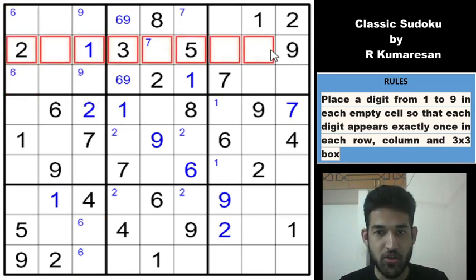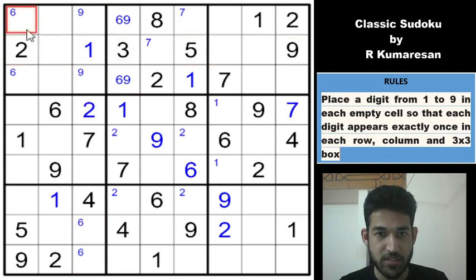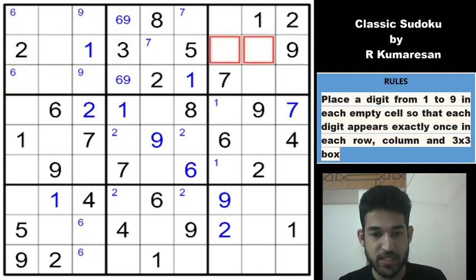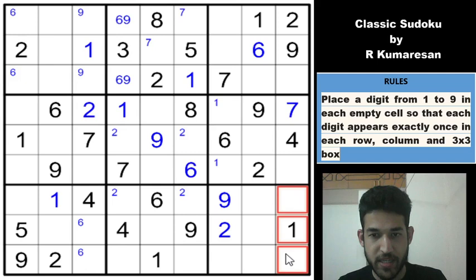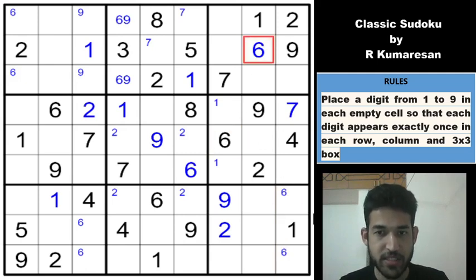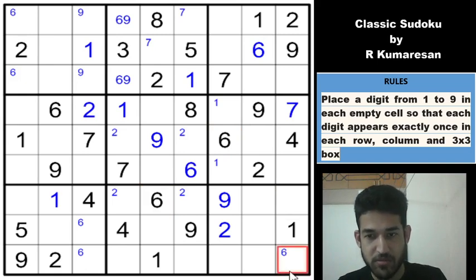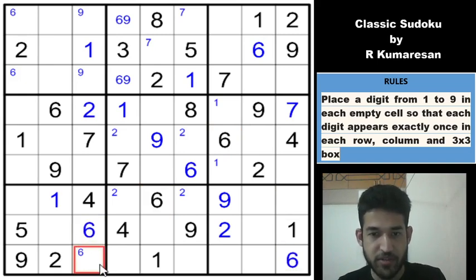And now 6 in row 2: because the 6 is in boxes 1 and 2, 6 has only 2 cells left in row 2. So which means that this cannot be a 6, so this would be a 6. And that gives 6 in one of these cells, just going along with the 6s, but 6 can't be here, so this would be a 6. And that gives a 6 here.